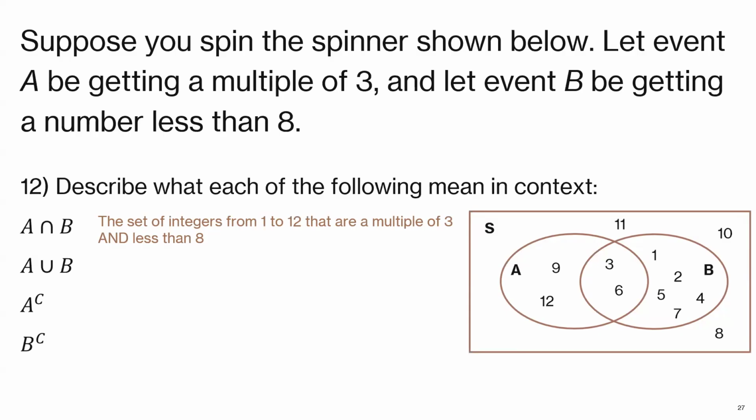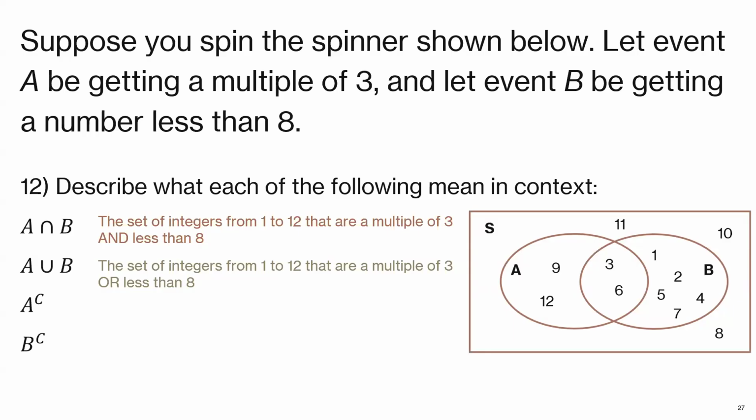The union, A union B, A or B, consists of all of the integers from 1 to 12 that are a multiple of 3 or less than 8, and it could be both, or it could be just one of those events. So everything that's inside of either of the two ovals is part of this union.